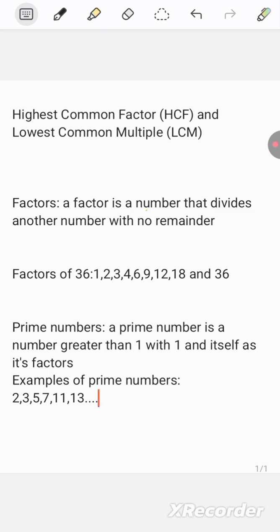For example, for 2 you would say 1 times 2 is 2. Well, that does work. But for 3, it doesn't work. For 5, it doesn't work. For 11, it doesn't work. 13, and on and on. There are infinitely many more prime numbers than this.